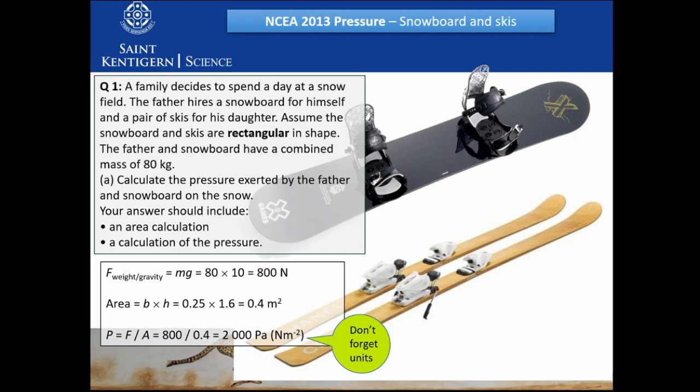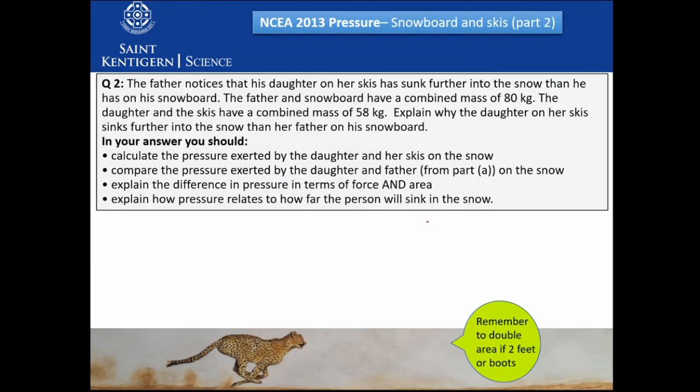Okay, so it was 2 kilopascal. Remember, kilo is simply 1,000, so 2 kilopascal. And Pascal, the unit is Pa. So the father notices that his daughter on her skis has sunk further into the snow than he has on his snowboard.